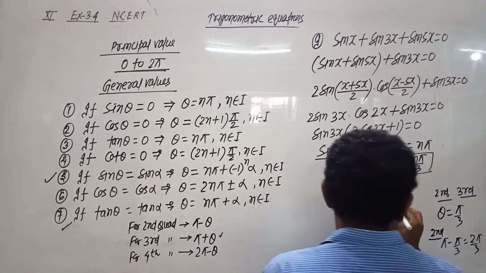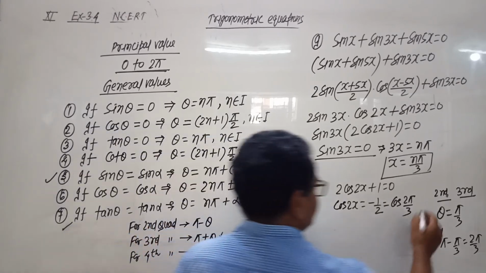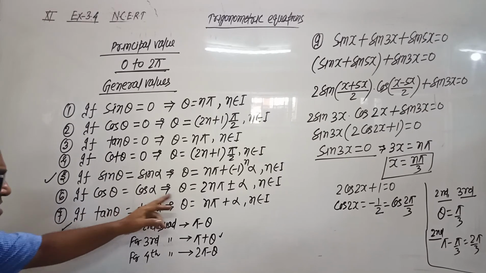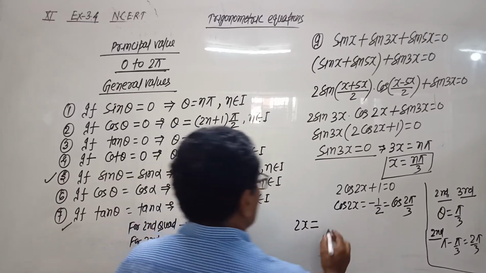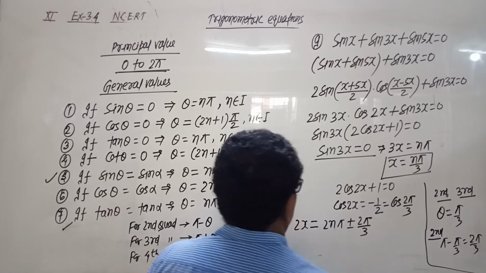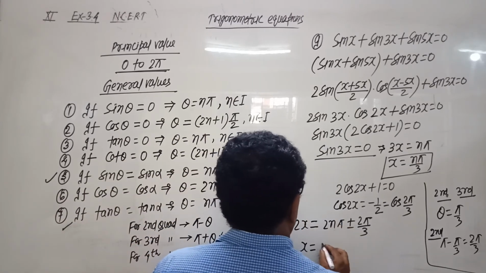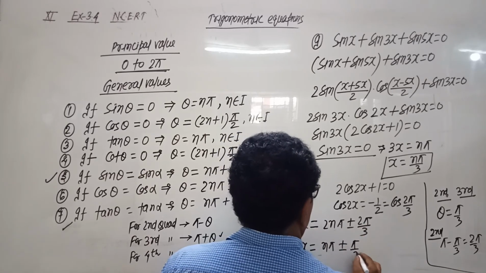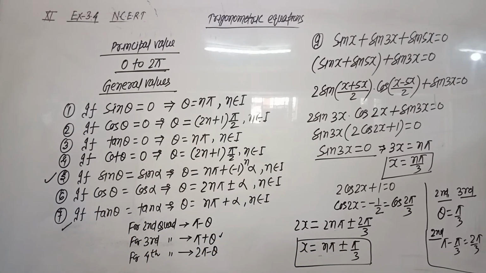So we can write cos of 2 pi by 3. Now use the formula: cos theta equals cos alpha, then theta, meaning 2x, equals 2n pi plus or minus alpha. Plus or minus alpha means 2 pi by 3, and by cross multiplying we get x equals 2n pi plus or minus 2 pi by 3, divided by 2. So 2 gets cancelled and x equals n pi plus or minus pi by 3.